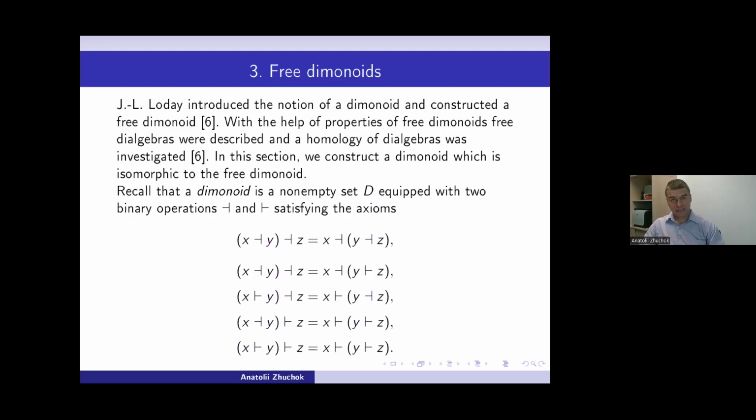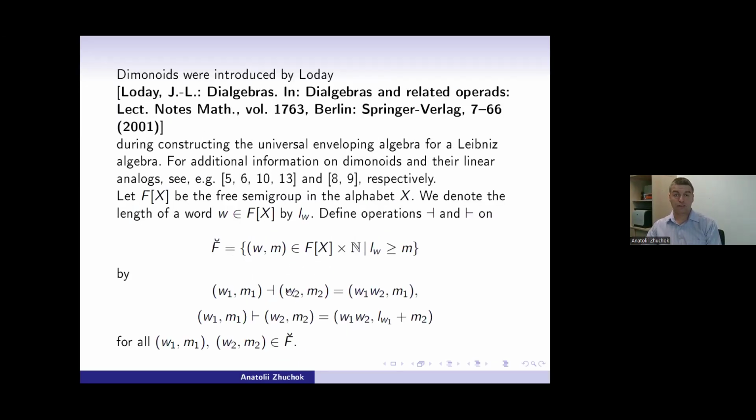Okay, and next, section 3: how to construct a free dimonoid, or free object, for algebras with the de-associativity law. This is the definition once again, recalling. So we have two semigroups with the de-associativity law, and first Loday in this paper constructed the free dimonoid, and then in our paper we construct a dimonoid which is isomorphic to the free dimonoid.